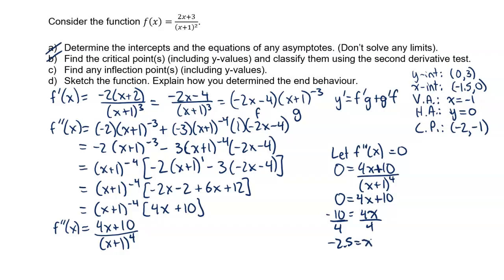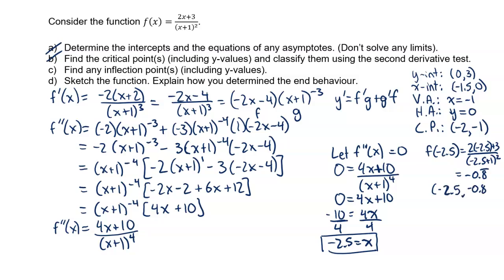That is my inflection point. So now I'm going to take that x equals negative 2.5 and sub that into the original function. So f of negative 2.5 is going to give me negative 0.8 repeated. And so I'm going to have this point, negative 2.5 and negative 0.8 repeated. That is an inflection point. That's the only inflection point we get from this.